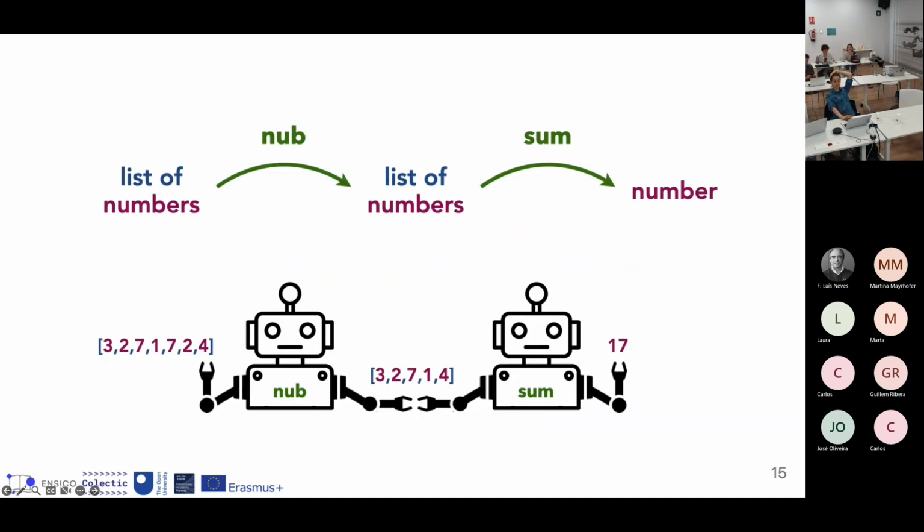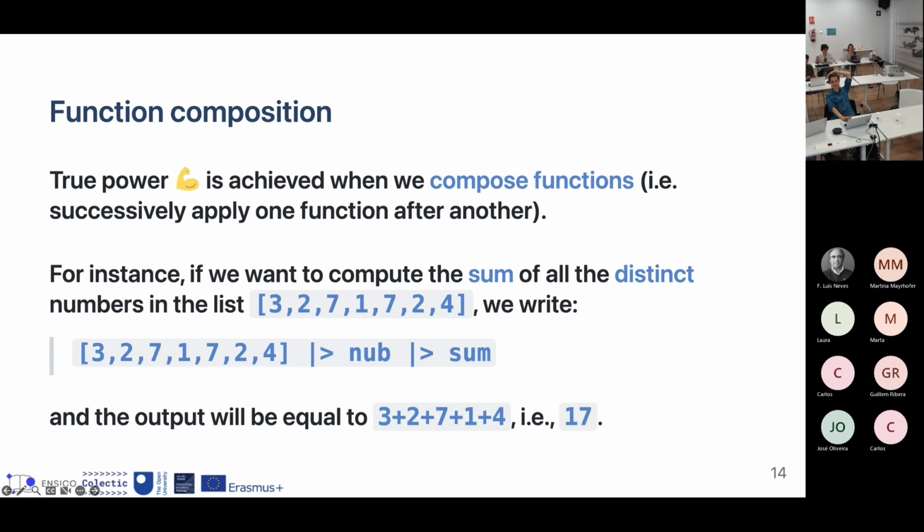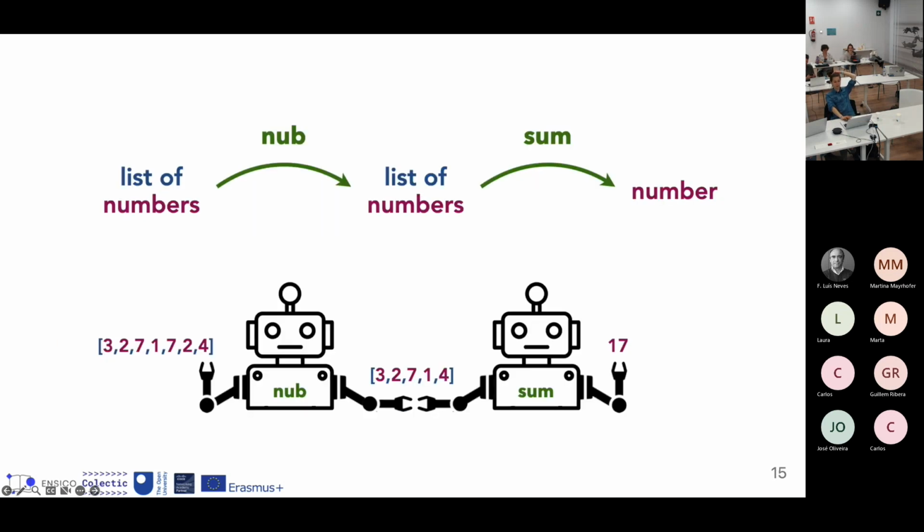That's right. So you see, we wanted to compute the sum of all distinct numbers in this list. So what do we need? We need two robots, okay? First we have our list, and we need robot nub to remove the duplicates because we just want to sum the numbers that are different. So the robot nub will do that, and we will get the list 3 2 7 1 4 after we apply nub.